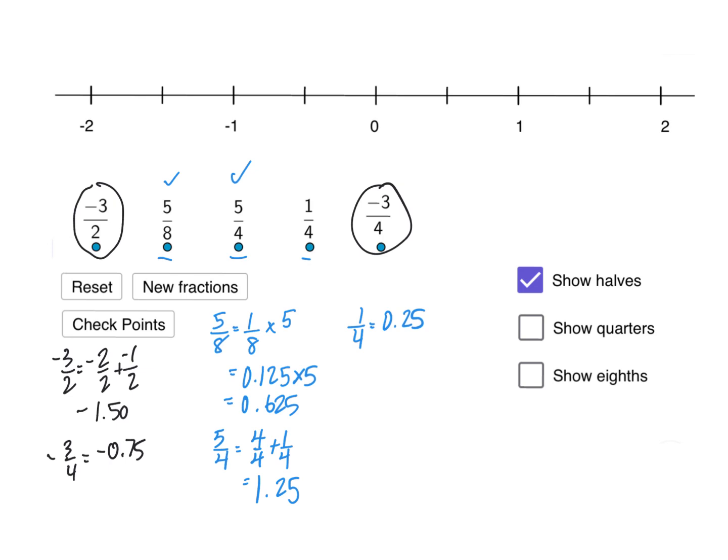The smallest number is negative $1.50, because that is the farthest away from 0, followed by negative 75 cents, which is somewhere here because this would be negative 50 cents. So actually let's put these in order by the actual fraction. So negative 3/4 would be right here. That's negative 75 cents.